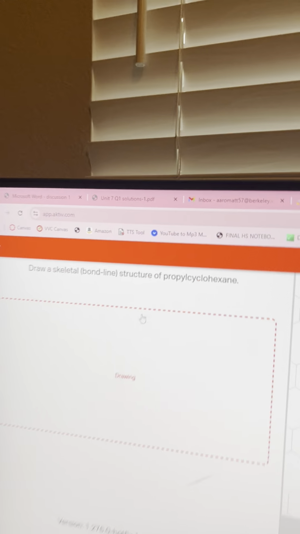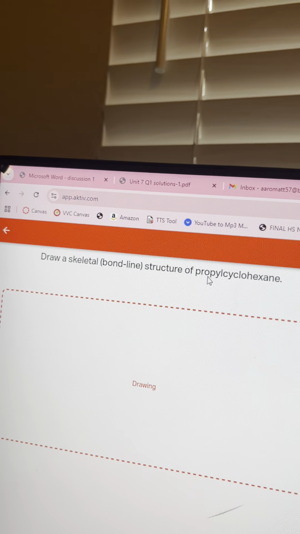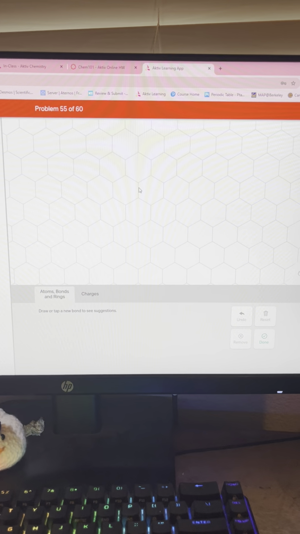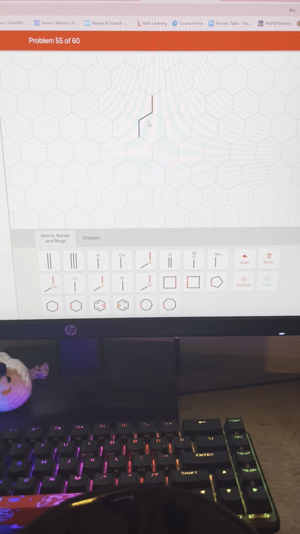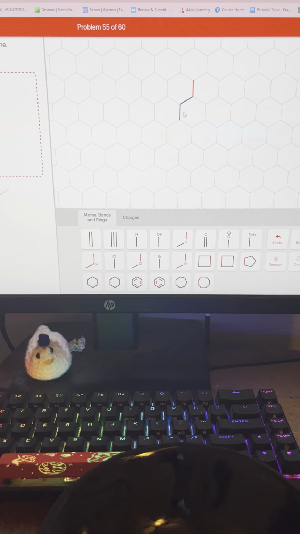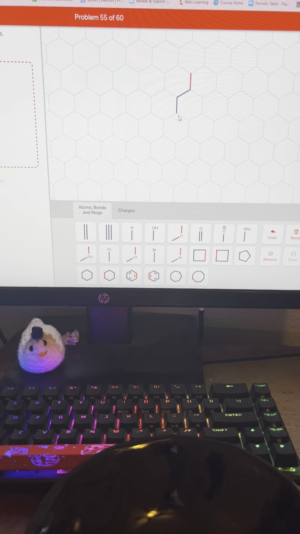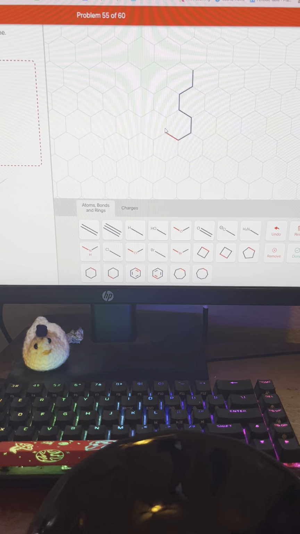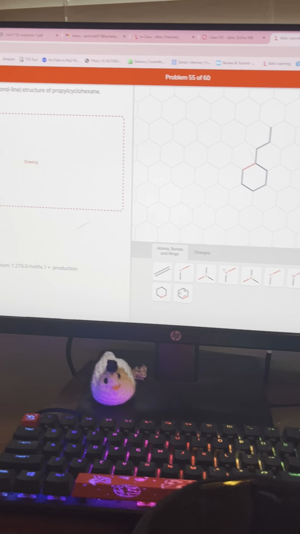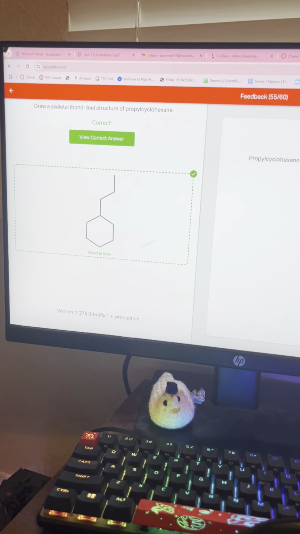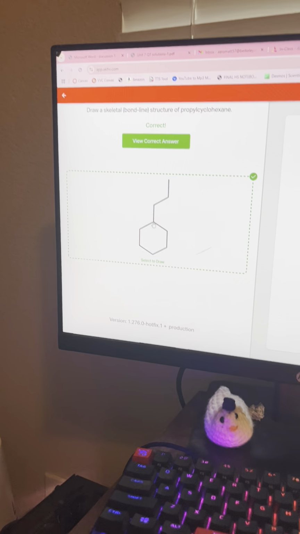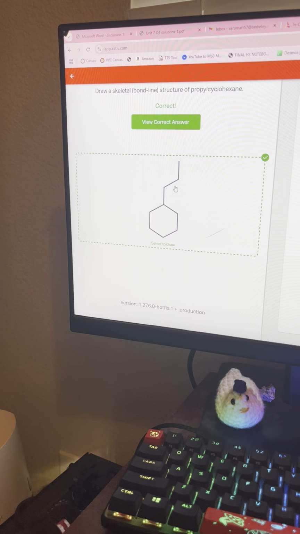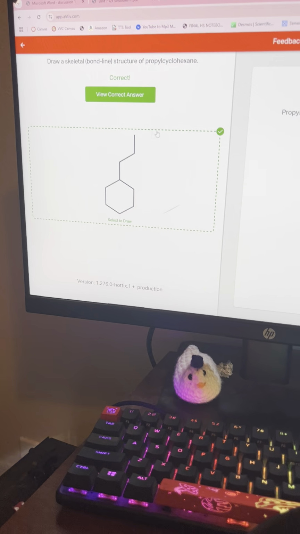Now we have propyl. Propyl is 3. Propyl is like this. That's what propyl looks like. And then now we can just make a hexane, and that gives our answer like that. So remember, methyl is 1 line, ethyl is 2, propyl is 3 lines.